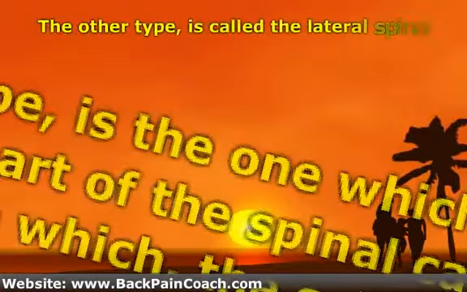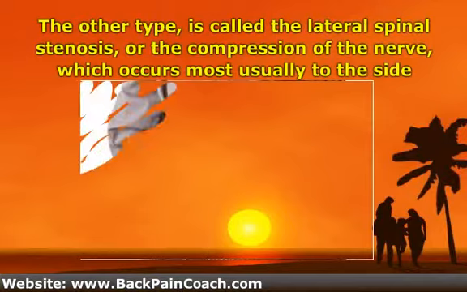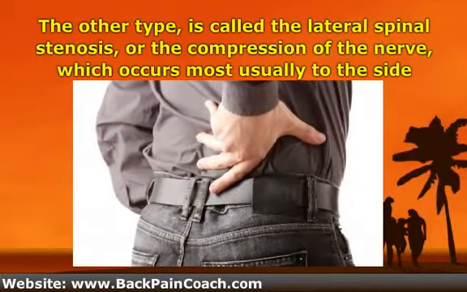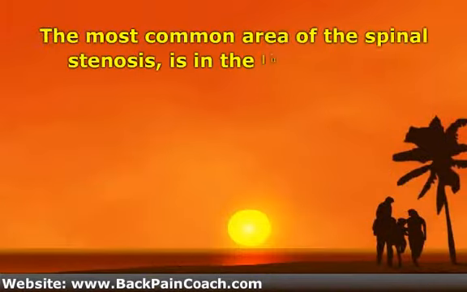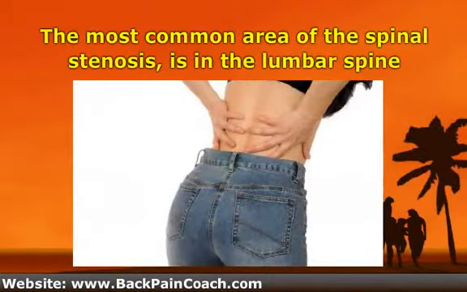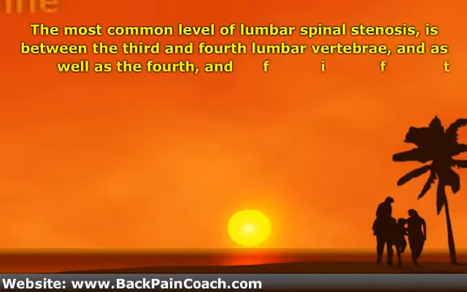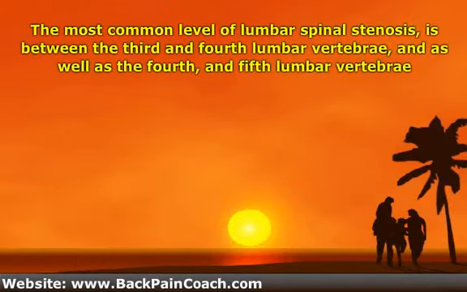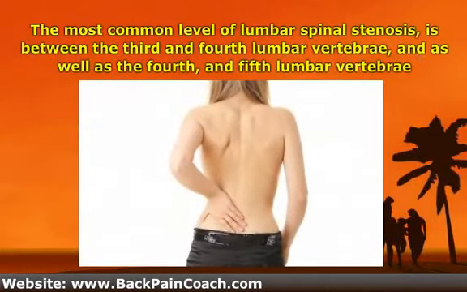The other type is called lateral spinal stenosis, or the compression of the nerve, which occurs most usually to the side. The most common area of spinal stenosis is in the lumbar spine. The most common level of lumbar spinal stenosis is between the third and fourth lumbar vertebrae, as well as the fourth and fifth lumbar vertebrae.